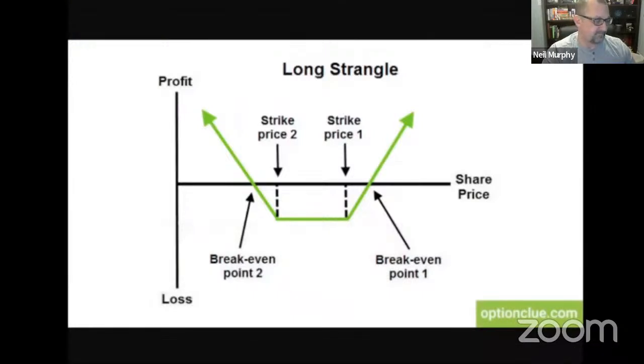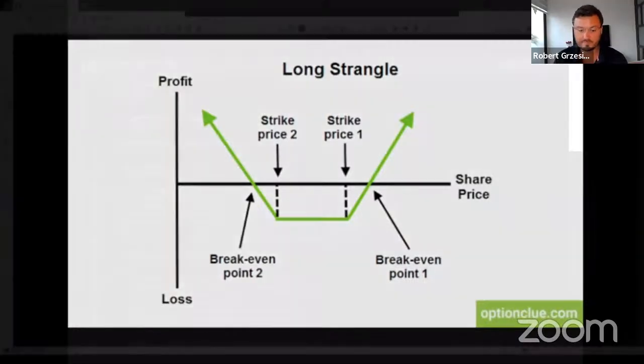This graph here shows the profile. Basically, we're going to be buying a call and a put. It's designed to take advantage of a big swing in price in the underlying.